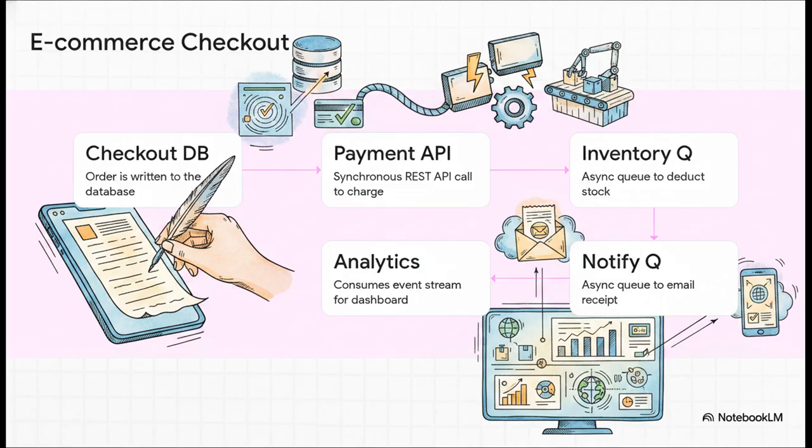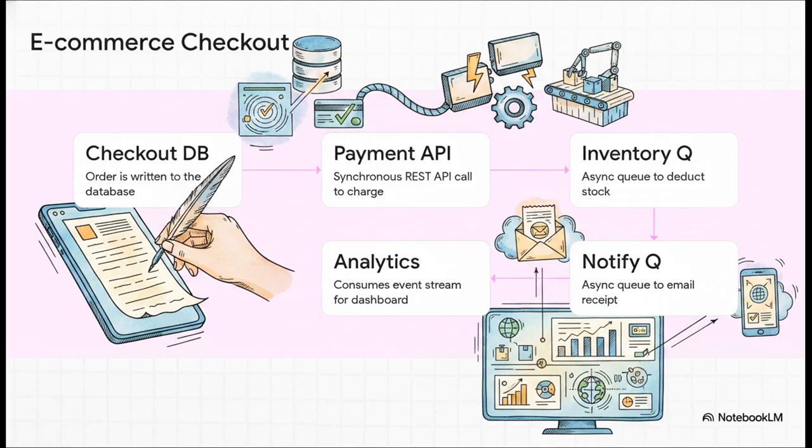Step 1. The checkout service writes the initial order to a database. Remember, that's a message to its future self. Step 2. It immediately needs to charge the user. Here, it uses a synchronous REST API call to the payment gateway. Why? Because we absolutely must have an immediate answer right now to know if the credit card clears before we confirm the order.